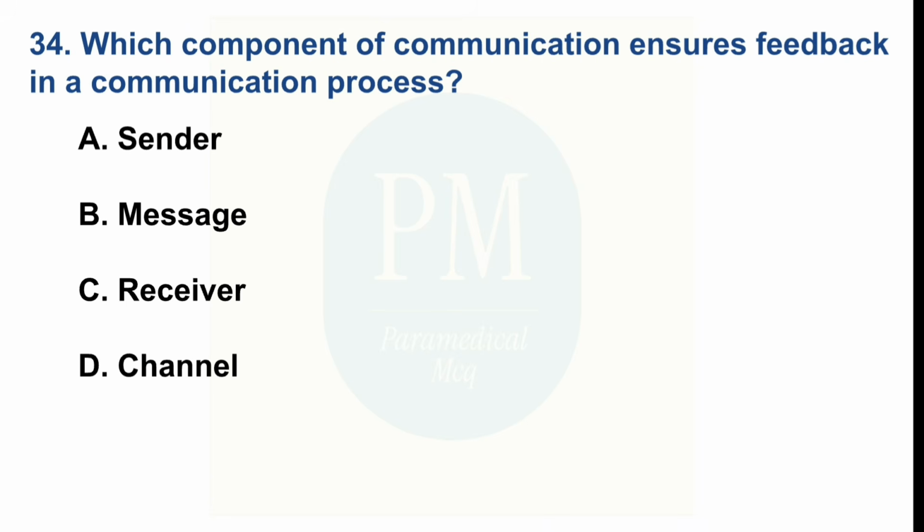Which component of communication ensures feedback in a communication process? Option A, sender. Option B, message. Option C, receiver. Option D, channel. The correct option is option C, receiver.